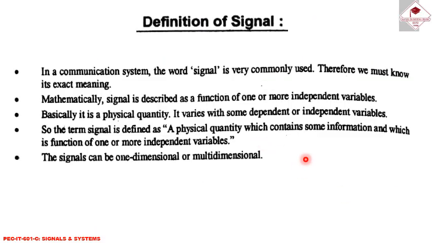First of all, the definition of the signal. In communication systems, the word signal is very commonly used. Therefore, we must know its exact meaning. Mathematically, a signal is described as a function of one or more independent variables. Basically, it is a physical quantity that varies with some dependent or independent variables. So the term signal is defined as a physical quantity which contains some information and which is a function of one or more independent variables. Signals can be one dimensional or multidimensional.